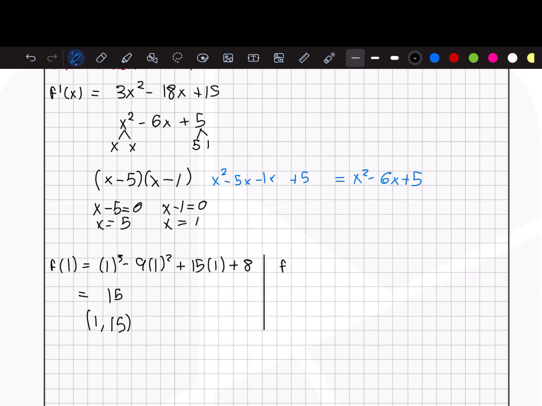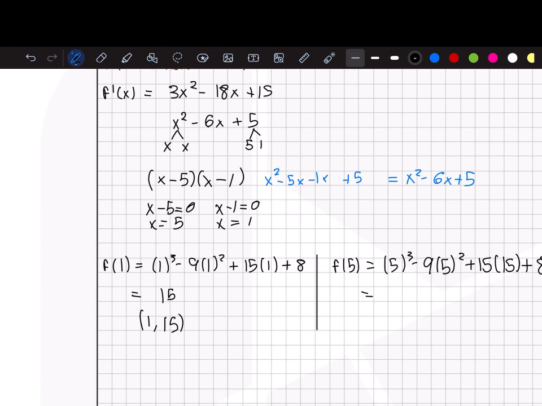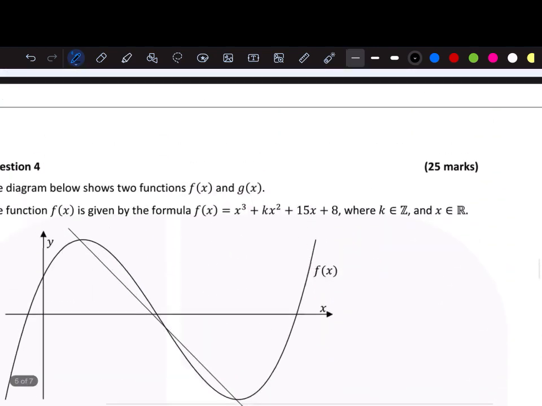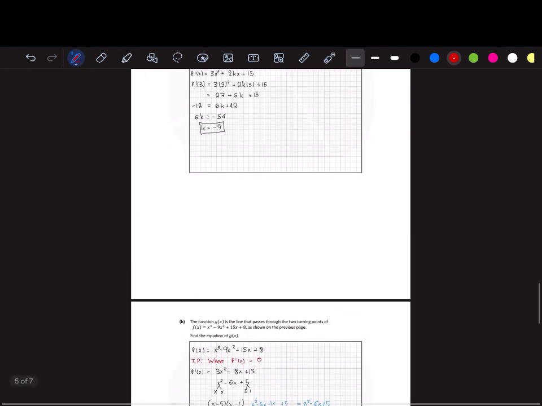Do the exact same thing for the other value. So if I find f of 5, which is equal to 5 cubed minus 9 by 5 squared plus 15 by 5 plus 8, stick that all into your calculator. You get minus 17. So therefore this is the point 5, minus 17. I'll go back up and just write them in. So I had this point here was 5, minus 17. And this right here was the point 1, 15.